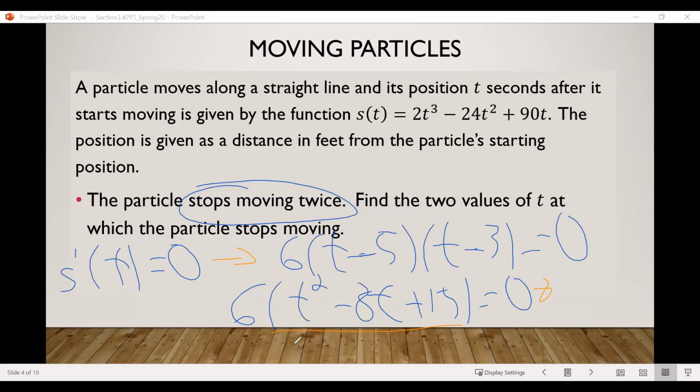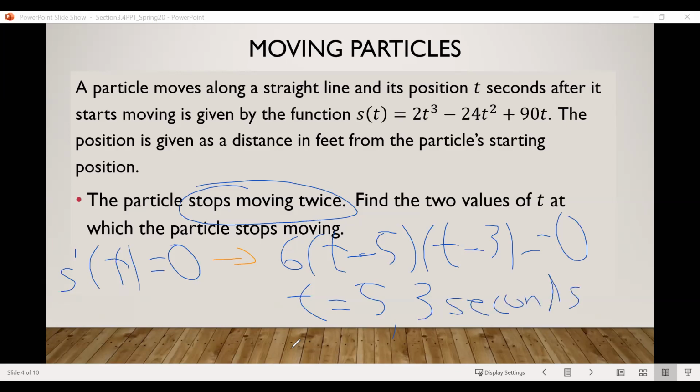And then from there, we know we can solve by just taking each of those pieces, the t minus 5 and the t minus 3, setting those equal to 0. And we find that in each case, we get t equals 5 and 3. And since those are values of t, what are the units on those? Those would be seconds. So we see here that the particle stops moving at the time t equals 5 seconds and time t equals 3 seconds. So there's two different places where that happens. Okay.